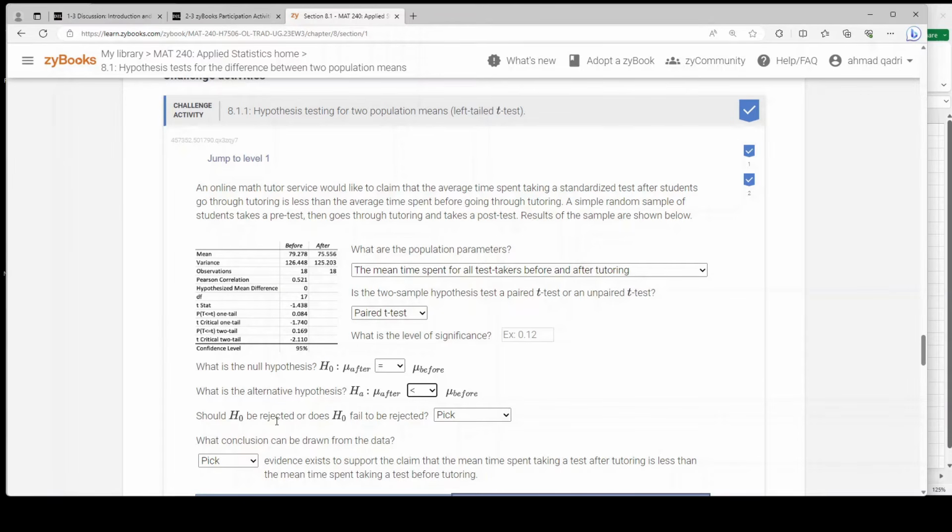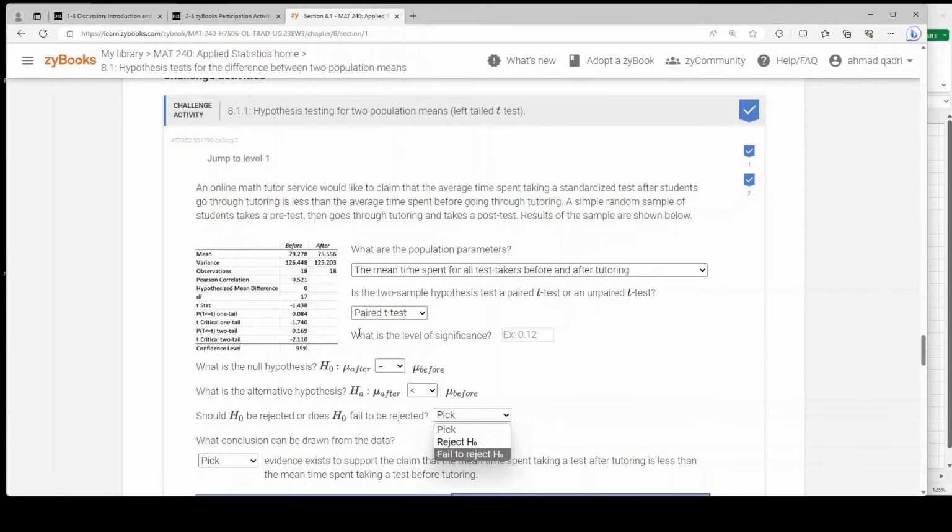Should the null hypothesis be rejected, or does the null hypothesis fail to be rejected? And for this, we need to look at the p-value. So first of all, this is a one-tail test. It's a one-tail test because alternative hypothesis involves one tail. And the tail is on the left side of the distribution because we have a less than sign. So for one tail, we need to read the p-value for one tail, which is 0.084.